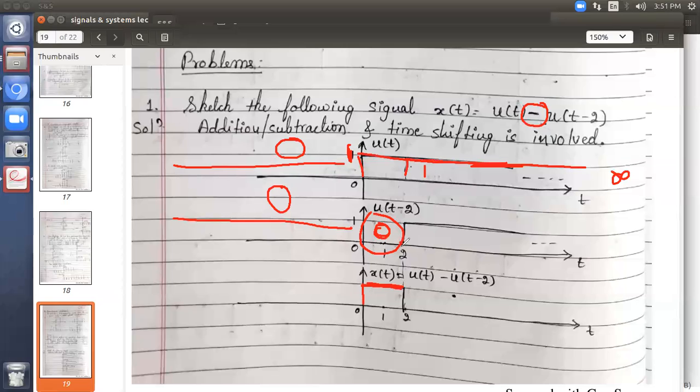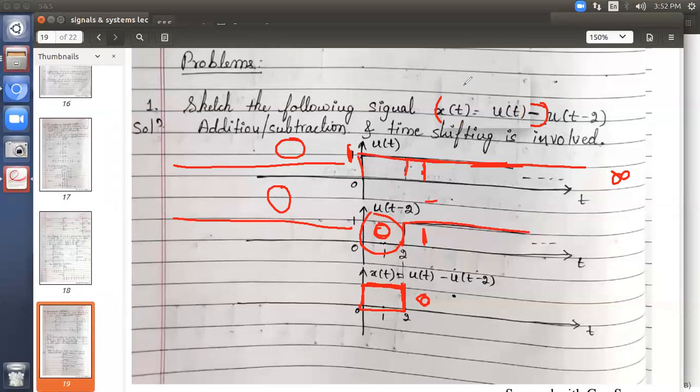What is the amplitude after 2 here for the second signal? It is 1. 1 minus 1 is 0. So you cut this. You end this here itself. Don't continue because the amplitude here is 1, and 1 minus 1 is 0. Hence, this small rectangle type of signal will appear as x of t.